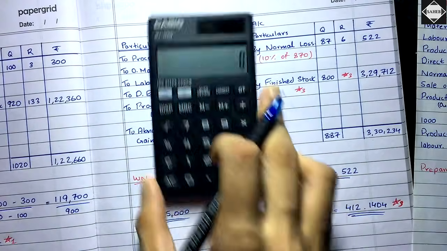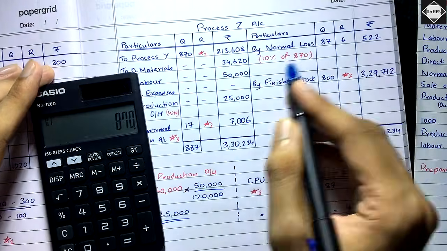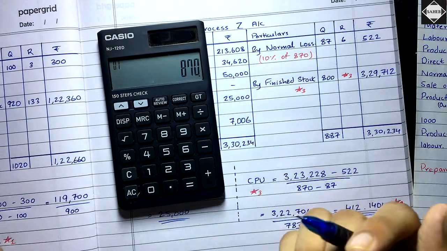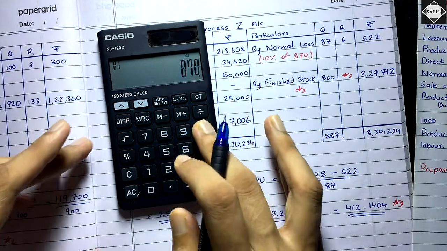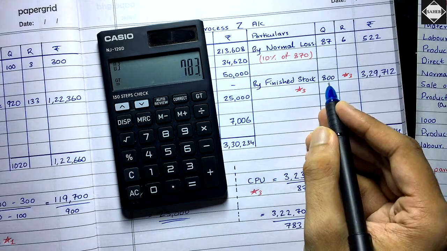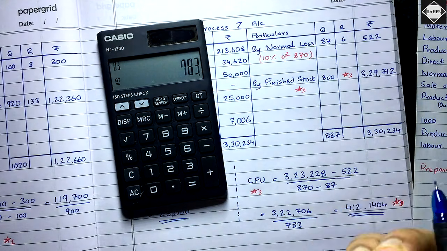So see here, the input was 870, and we had normal loss of 10%. So we can safely expect that 90% will come out. Yeah, 90% should be our output. So 870 into 90% is equal to 783. We were expecting an output of 783, but actually we have got 800. We have got more. If we have got more actual output, that means we have abnormal gain.